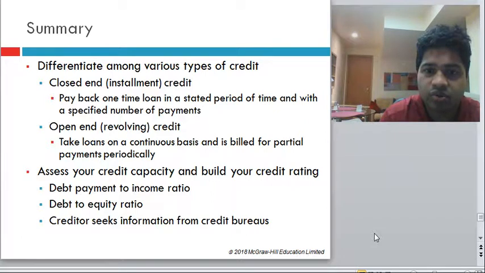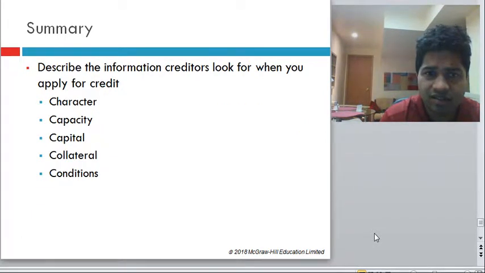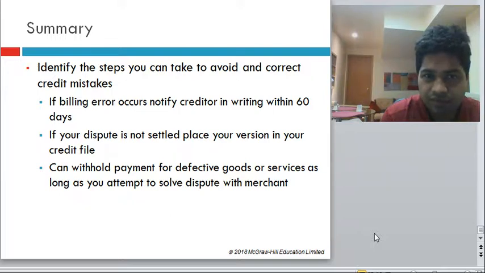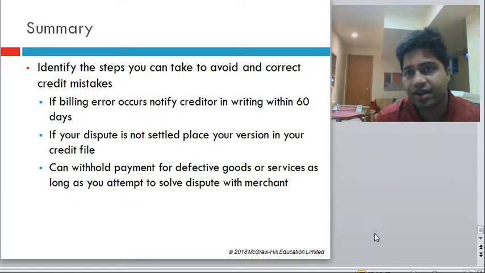Debt payment to income ratio and debt to equity ratio are certain ratios we saw. The 5 C's: character, capacity, capital, collateral, and conditions. If any error is there, go back right away.